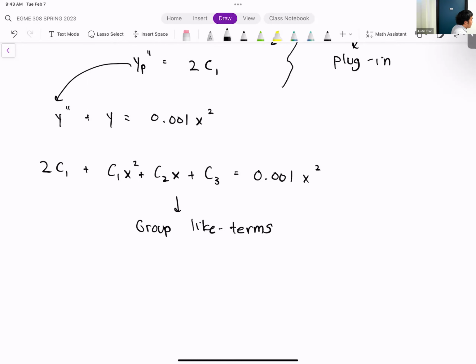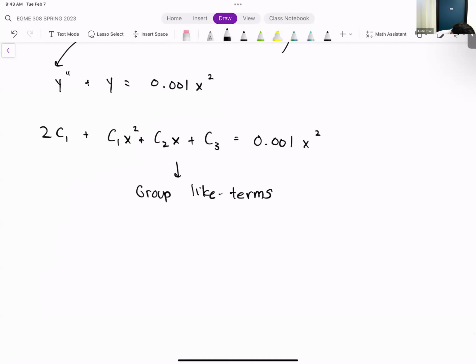Our next step, once we reach here, is to group like terms. And so we're going to group terms with the same power of x together. So we have the x squared terms. We have c1x squared, plus then we have the x terms. We just have one of them, so we have plus c2x. And then we have the constant terms. So the constant terms are 2c1 plus c3. And all that's equal to 0.001x squared.